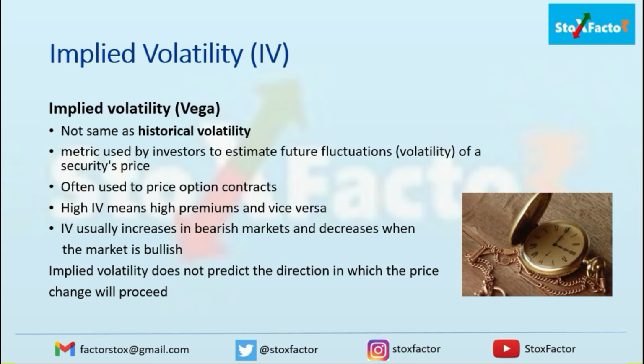Before that, let us cover the basics about implied volatility. It is a metric used by investors or traders to estimate the future fluctuations of the security price, that is, the underlying security, a stock or index. Often it is also used to price option contracts. If a particular strike price option has a high implied volatility, it means it will have high premiums, and vice versa. If the implied volatility is low, the option premium will be low.